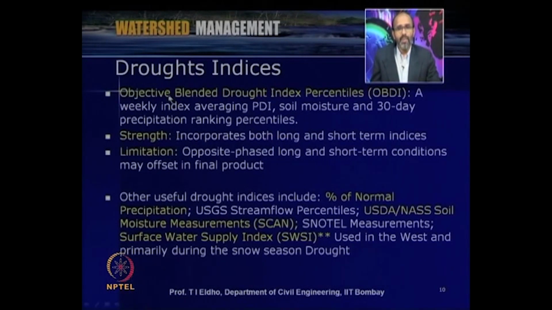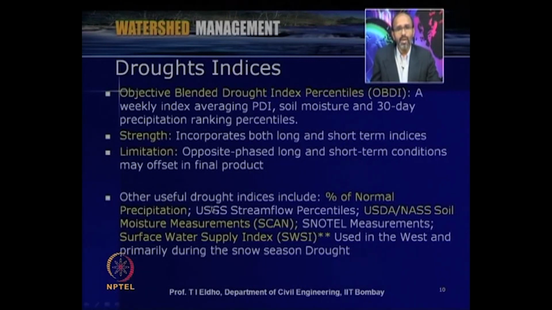Then other kinds of index like the objective blended drought index percentile, OBDI. This is a weekly index averaging the Palmer drought index, soil moisture and 30-day precipitation, and ranking the percentile. The strength is that it incorporates both long and short term indices, and the limitation is that opposite-phased long and short term conditions may offset in the final product. So, that is the limitation of this OBDI.